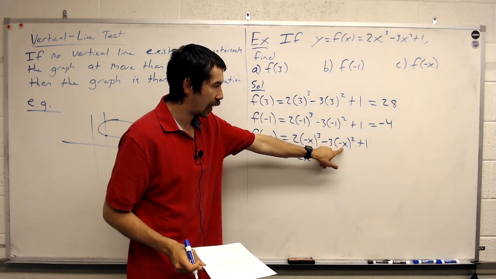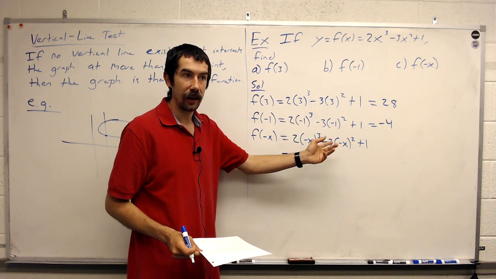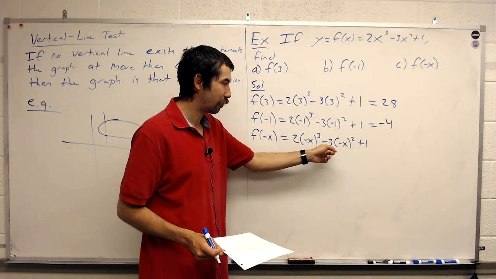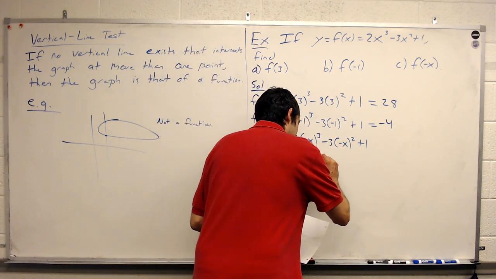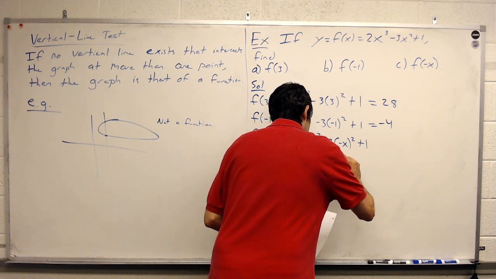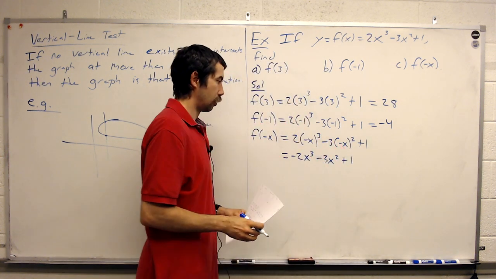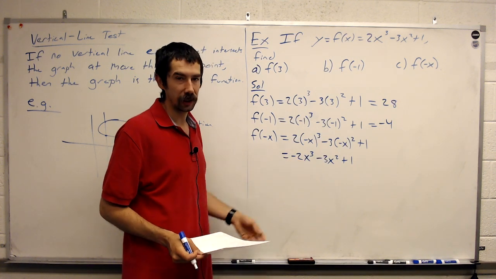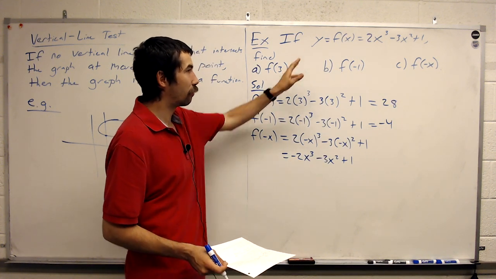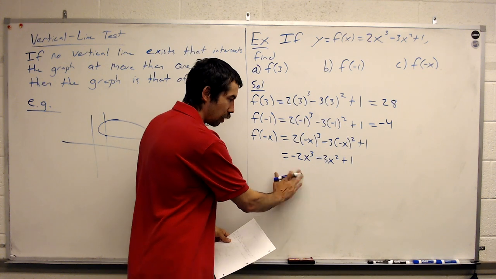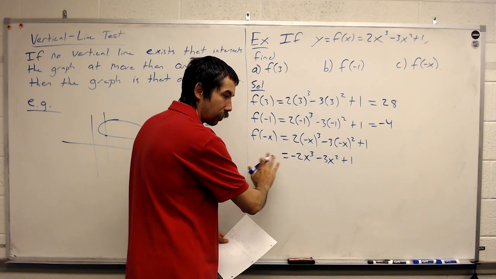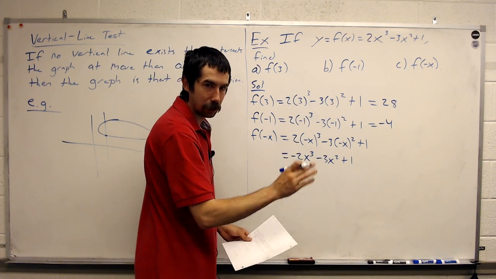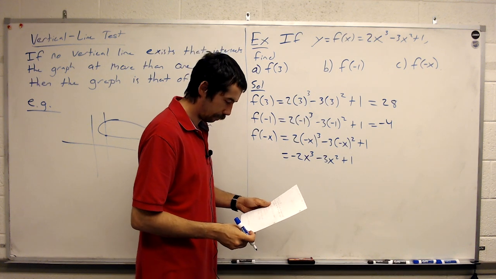Minus 3, negative x squared. A negative squared is positive, but we still have this negative on the outside. So minus 3x squared plus 1. Okay, so f of negative x is actually just a new function that is related to our first function by some sort of reflection about an axis, which we'll talk about later.